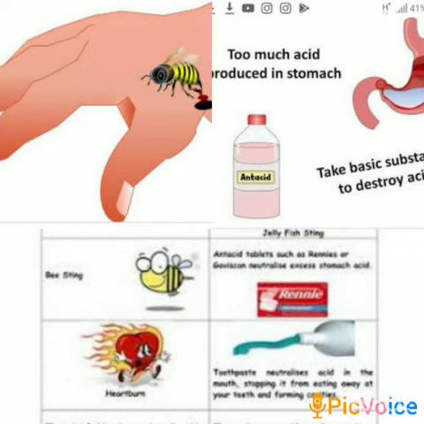We can apply toothpaste when there is a sting of a bee. It neutralizes the effect of acid which is injected by the bee in the body. There is also a neutralization reaction, and it neutralizes the effect of acid.